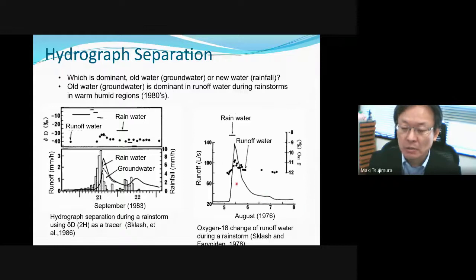The same characteristics were shown by Sklash and Farvolden, 1979, published in Journal of Hydrology, with the same outputs. So there is a dominant contribution from the groundwater, even during the rainfall.